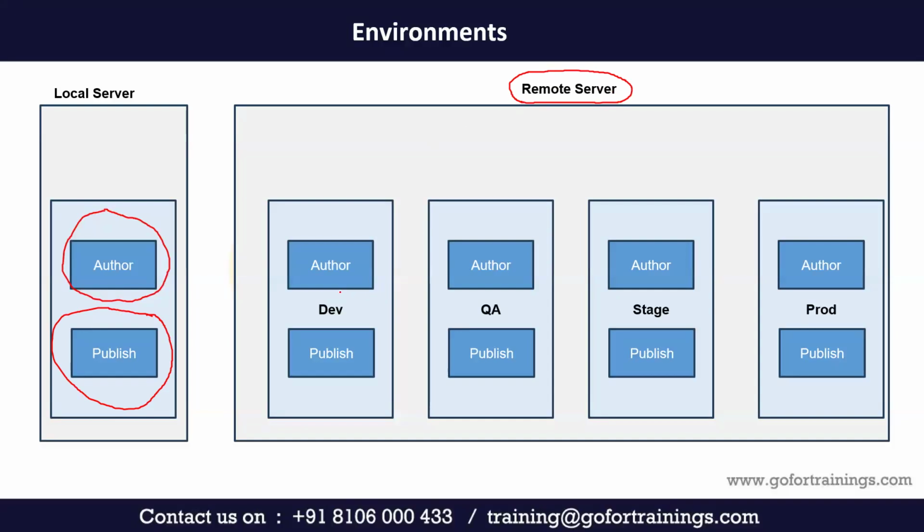There are 4 different remote environments required. One is the dev environment, then the QA environment, the stage environment, and the prod environment. 4 different environments are required. Each environment requires at least one author and one publish server.